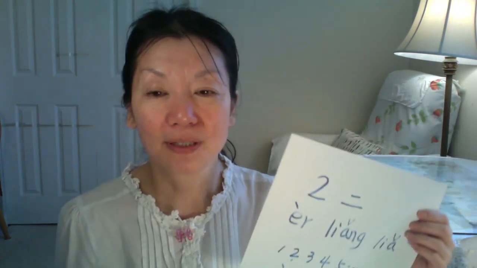我有两个笔, I have 2 markers, okay? Can you see down here? Okay, so I can say 我有两个笔, okay? 两, I don't say 二. I don't say 我有二个笔.